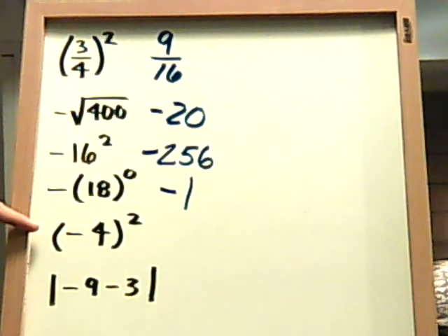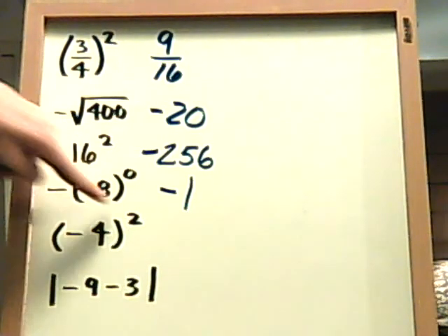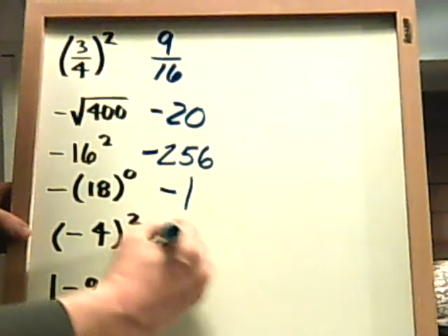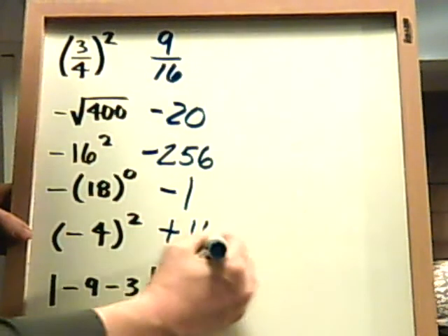Negative 4 squared, this is the one we were saying. It has parentheses and an even exponent. So this does, in fact, come out to be positive 16.